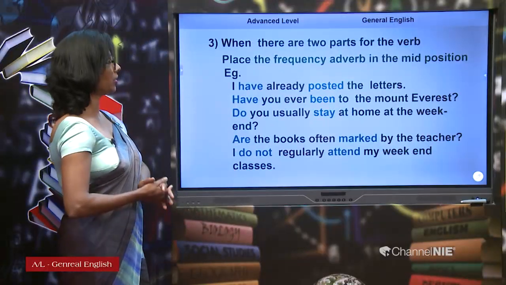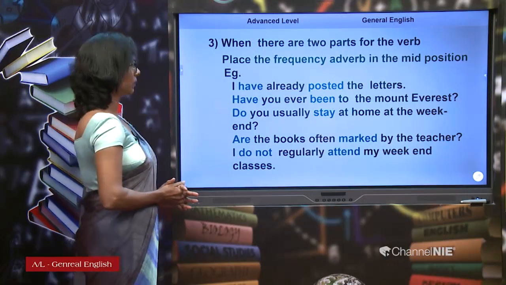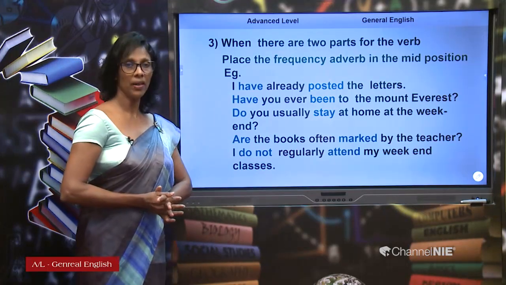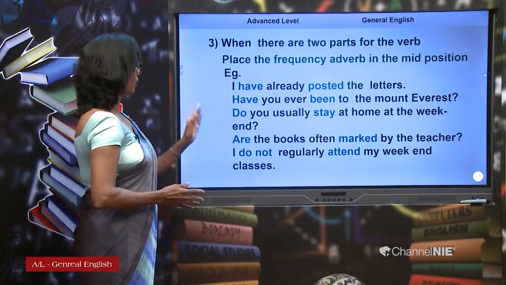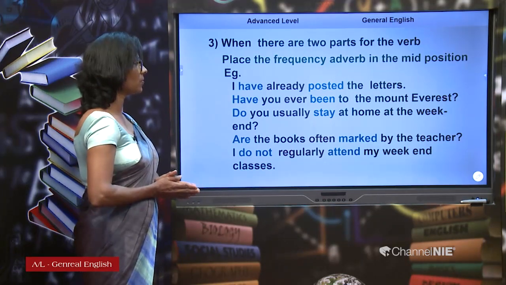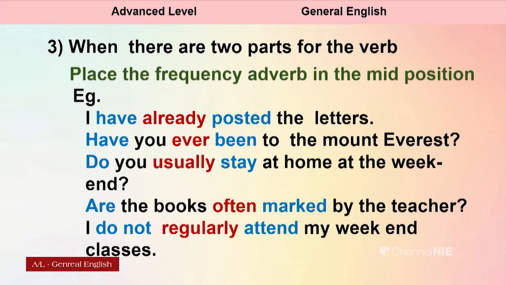Then, when there are two parts for the verb, where can we place this frequency adverb? Right, let's see. The sentence: I have already posted the letter. So, what is the verb in this sentence? I have posted. So, have posted is the main verb. There are two parts, have and posted, so you have to place this frequency adverb in between. The sentence comes as I have already posted the letters. Fine.